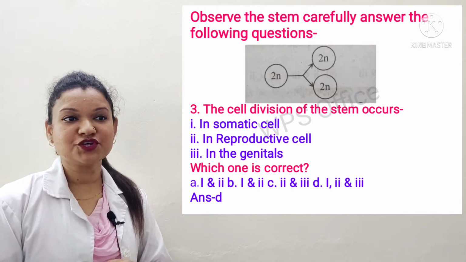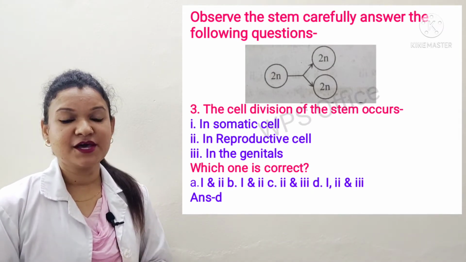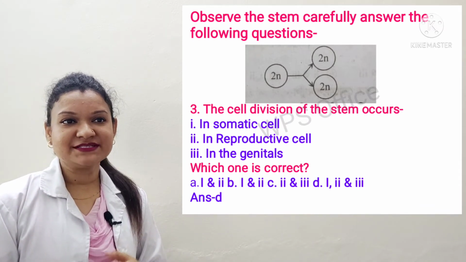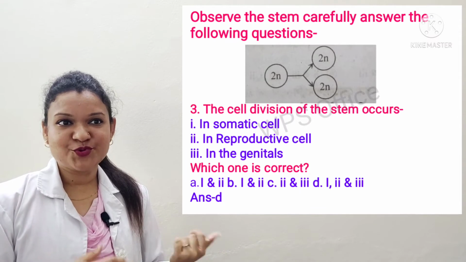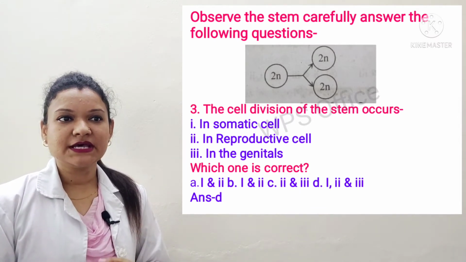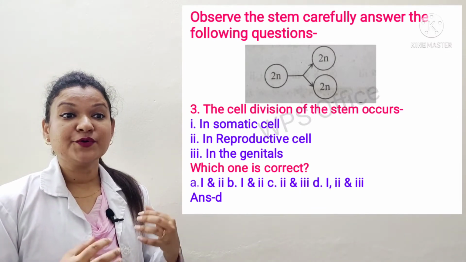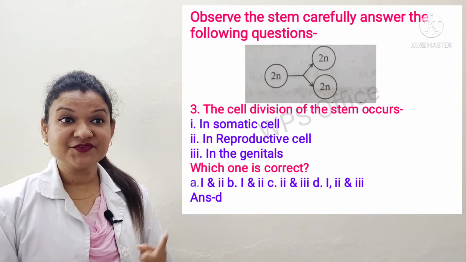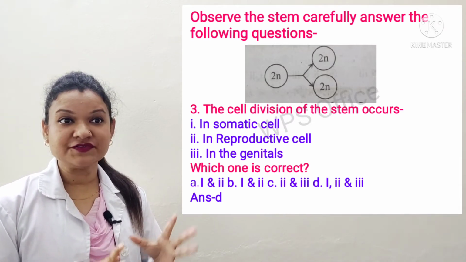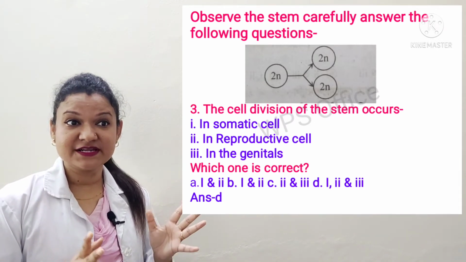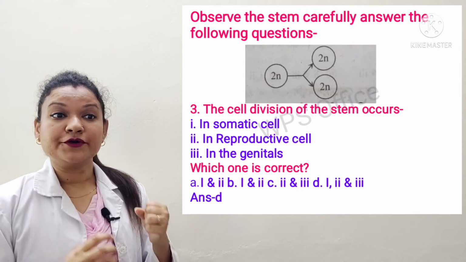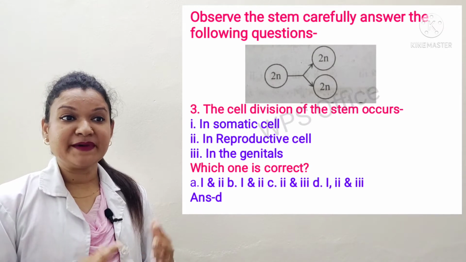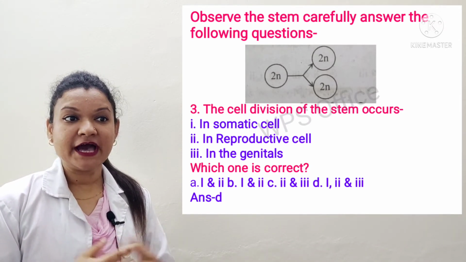Our first option is in somatic cells. Somatic cell means what? This is our body cell. We know that mitosis cell division occurs in somatic cells. And number 2, in reproductive cells. This is reproductive cell, not reproductive mother cell. So for the growth of the body cell, mitosis cell division actually happens.